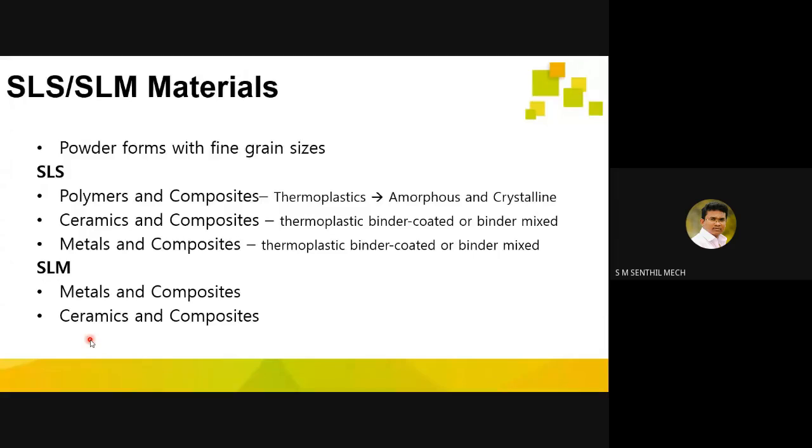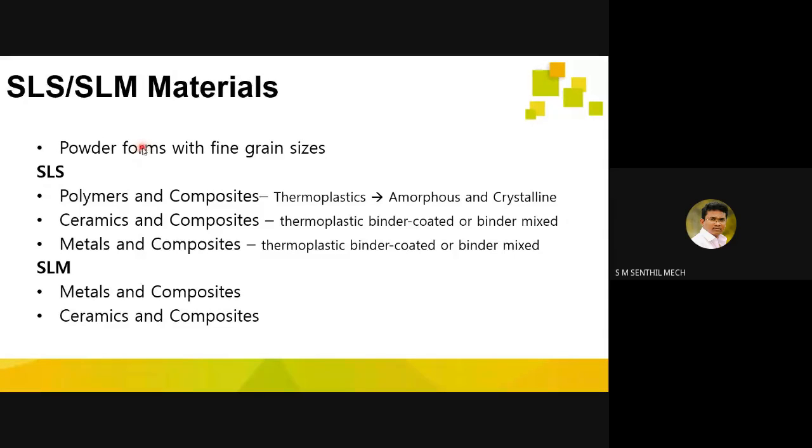Next we'll be talking about the materials for SLS and SLM. SLS is selective laser sintering and SLM is selective laser melting. Both these processes use materials in powder form with very fine grain sizes. The powder sizes will be in the range of microns. Obviously, another technique, binder jetting, will also use powder form, which we'll discuss in later classes.